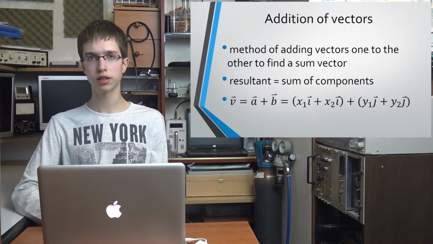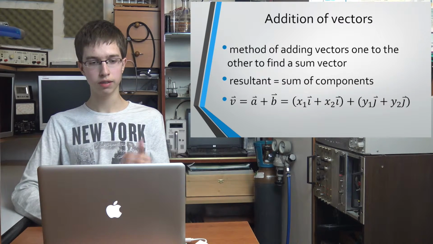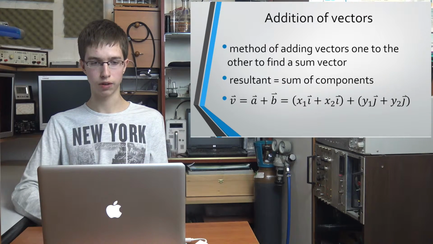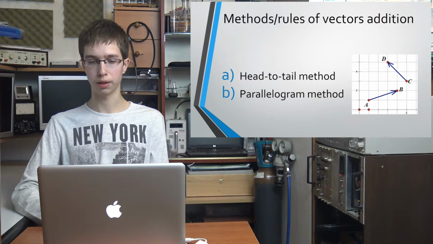Addition of vectors is a method of adding vectors one to the other, and its intent is to find a resultant vector which is the sum of all components, or the sum of all starting vectors. And we have here an example of vector V, which is the sum of A and B, calculated by this formula. Now some methods, so rules of vector addition. We have the head to tail and the parallelogram method.